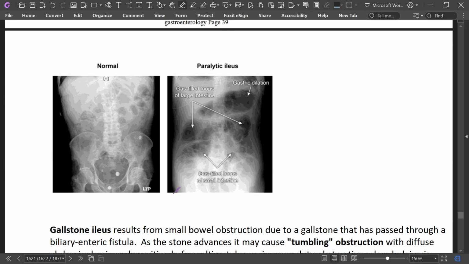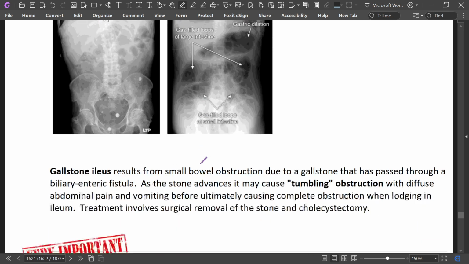These two should be thought. In paralytic ileus, there is gastric dilatation, gas-filled large intestine, and gas-filled small intestine. This is small intestine. This is large intestine. Gas will loop in the large bowel, gastric dilatation. Gas will loop in the small bowel.